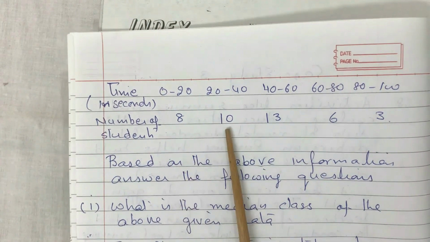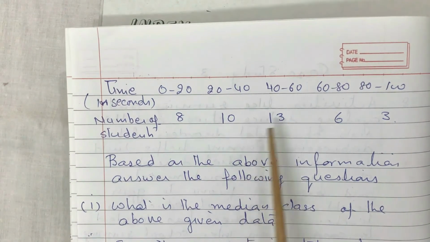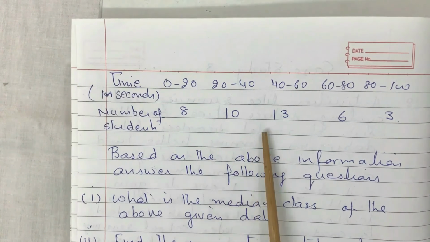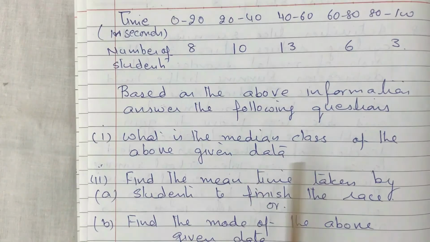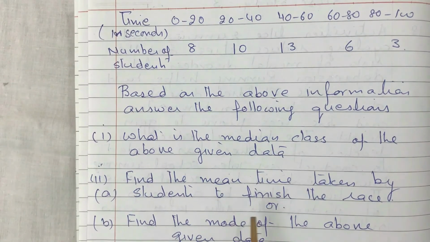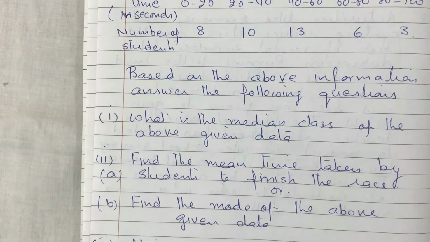The answer of the third part: how many students took time less than 60 seconds? That is 8 plus 10 plus 13, that is 31 students who took time less than 60 seconds. On the next page, I'll explain the median class of the above given data and I'll find the mean and mode of the above given data.